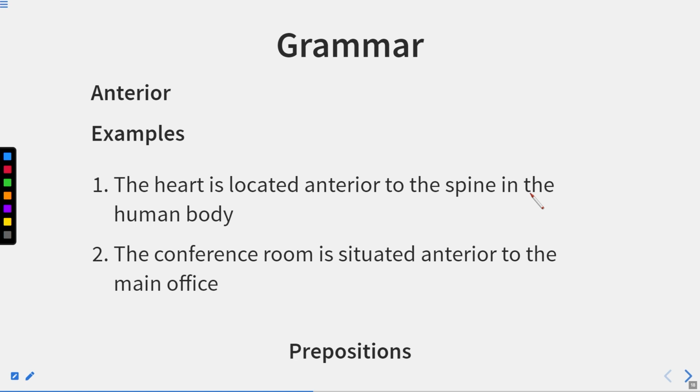Now these are not interior, this is anterior. Anterior means forward and posterior means backward, or you can say lower, or the topmost part or the upper parts. The heart is located anterior to the spine in the human body. The conference room is situated anterior to the main office. Anterior to means at that particular side of the main office.